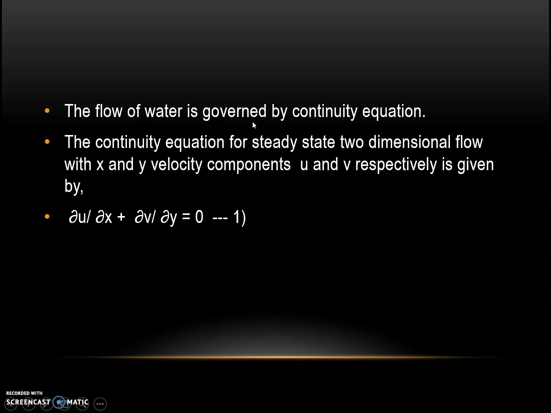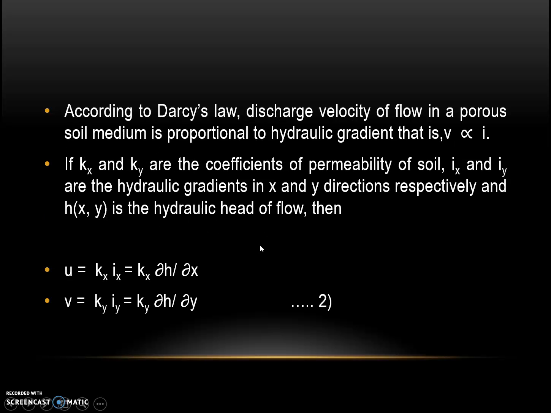The flow of water is governed by continuity equation, and the continuity equation for steady state two-dimensional flow with x and y velocity components u and v respectively is given by dou u by dou x plus dou v by dou y is equal to 0. Let this be equation number 1.